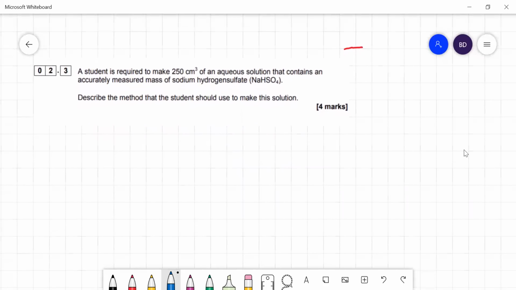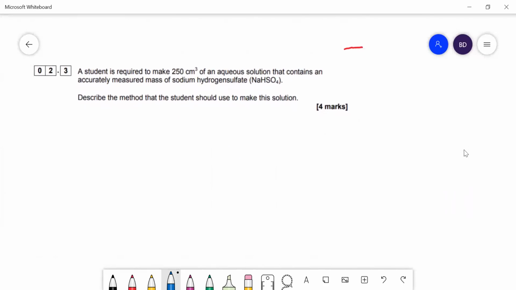A student is required to make 250 centimeters cubed of an aqueous solution that contains an accurately measured amount of sodium hydrogen sulfate. Describe the method the student should use to make this solution. So this is, again, another practical question. This is required practical 1, the first one, making up a standard solution. 1A, make up the standard solution, and 1B, you do the titration with that standard solution.